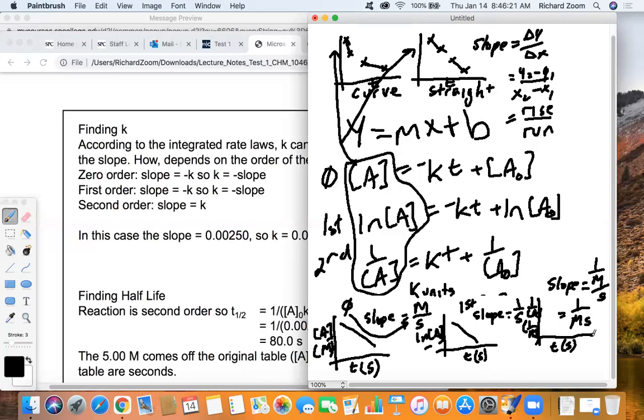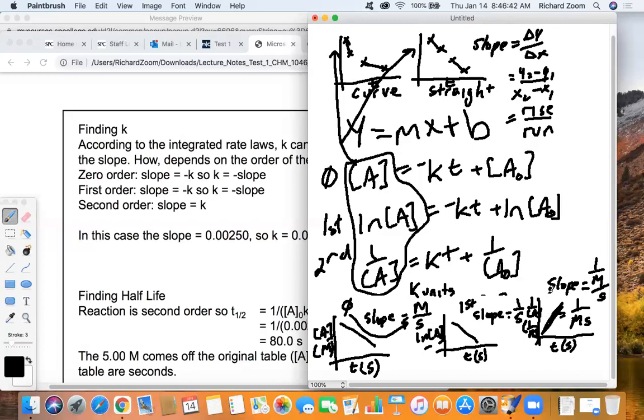So those are always going to be the units for each of these different ones, and you can always figure it out. You can always figure it out by doing the units on each of these and then figuring out what the slope unit would be from that, and that will tell you what the unit of k will be.